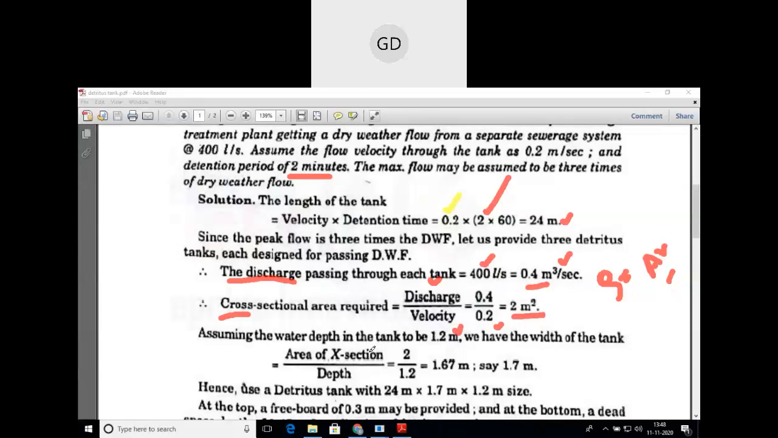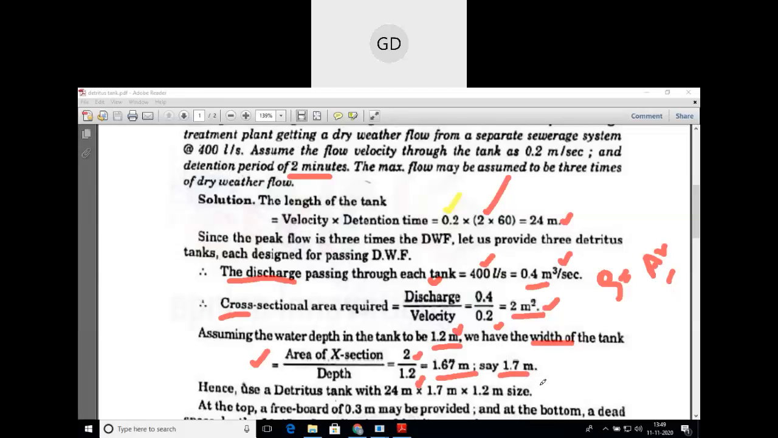Now you will find the width. You have the cross sectional area, but you have to assume something, because the water depth is not given. For a detritus tank, you can assume the water depth to be 1.2 meter. After knowing the depth of the water, you can find the width of the tank. The formula is area by depth. The area you found is 2, so it is 2 by 1.2. You got 1.67, or as a whole number you can write it as 1.7 meter.